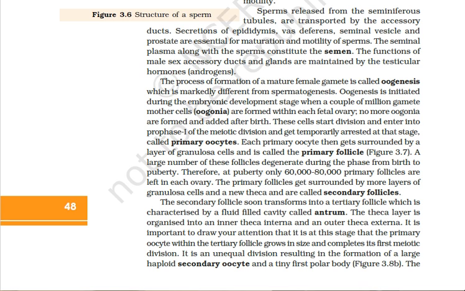Now the various stages of the oogenesis. The first stage is multiplication phase, second is growth phase, and the third is meiotic or maturation phase. Now we move on in the detail of multiplicative phase. What happens during this phase?